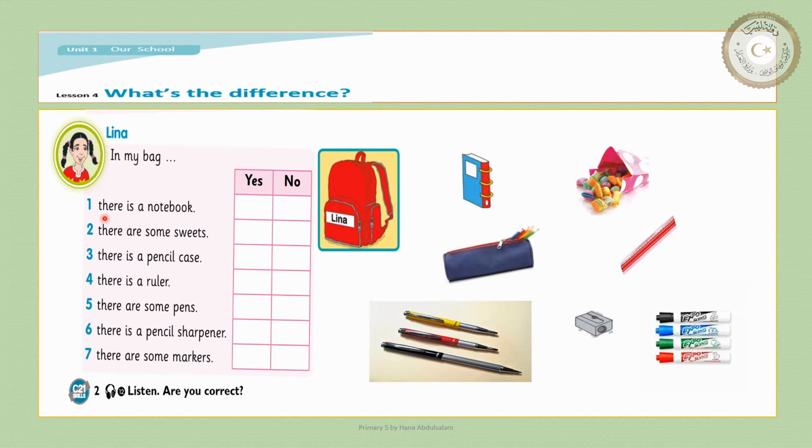Number 1, there is a notebook. So again, what is it in the bag? What is it in Lena's bag? Is there a notebook? Muhammad? Yes. Okay, what about you, Rujain? What did you write? No?